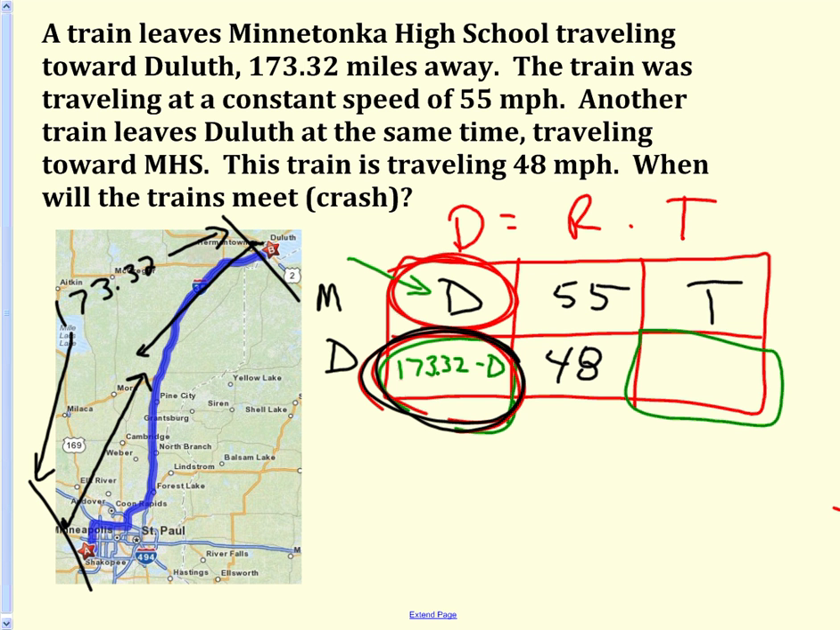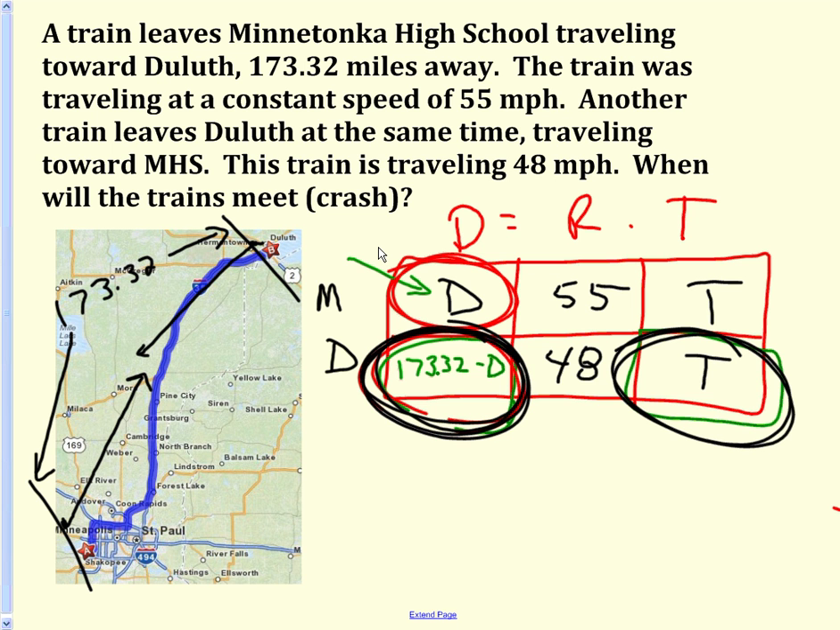They both left at the same time, right? So they keep chugging along until they hit each other, so they go the same amount of time. So what do I put there? T. There you go. And now you got a system of two equations. That's all there is to it. You just have to write the two equations out and solve it from there. So again, the two places you had to really think are here and here.